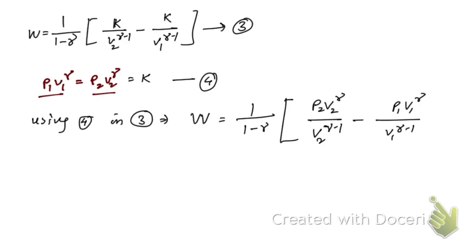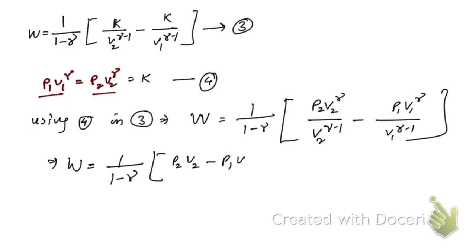Now you see, if you cancel this one, you're going to have W is equal to 1 by 1 minus gamma times P2 V2 minus P1 V1. If you make it gamma minus 1, then the order will be changed: W is equal to 1 by gamma minus 1 times P1 V1 minus P2 V2, right?